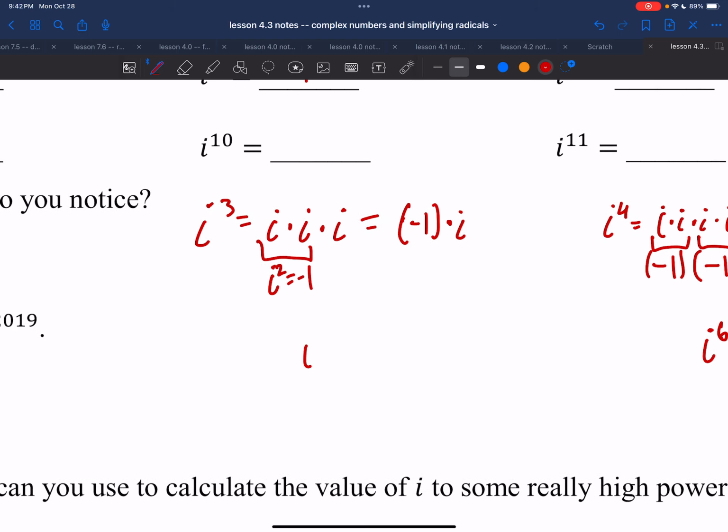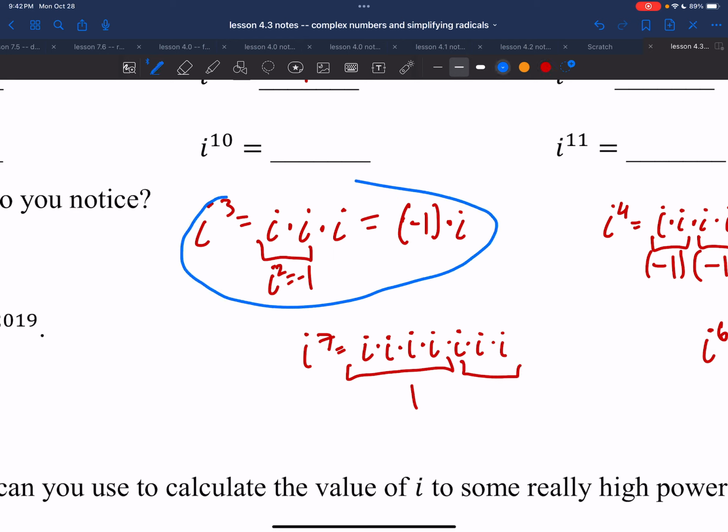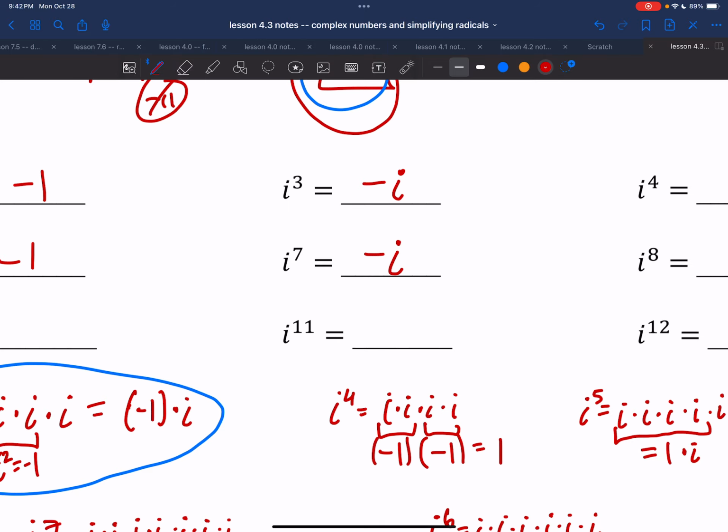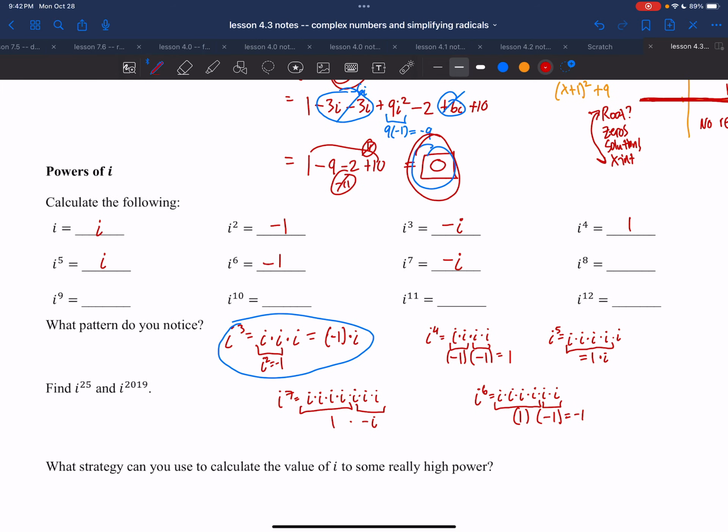Think i to the 7th. That's 1, 2, 3, 4 i's, and then 1, 2, 3 more i's. These 4 i's make 1, and these 3 i's, as evidenced right here, say i cubed is just -i, so it's 1 times -i, which makes -i. And so hopefully you're starting to see a pattern here, especially with the way I organize this. Can you predict what i to the 8th is going to be? And I would say, yes, you pattern recognizing, amazing Homo sapien. i to the 8th is 1, right?